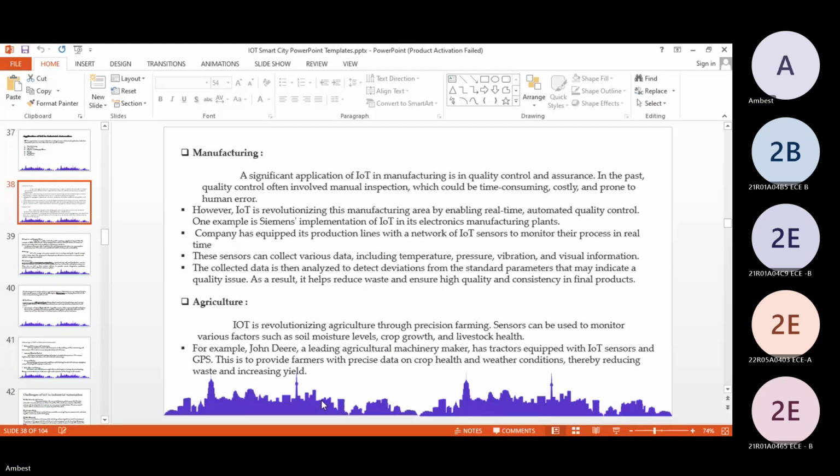That is all about manufacturing. Automation in manufacturing is about quality control with the help of IoT sensor applications, which give monitoring processes and the collecting of various data.